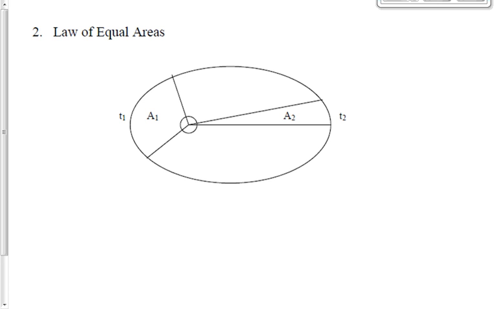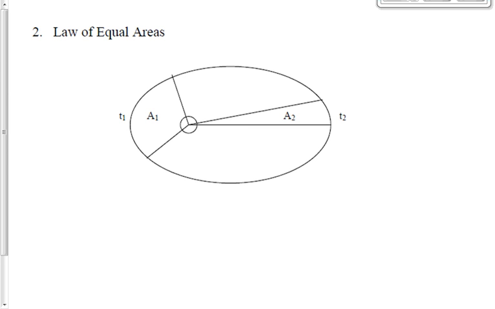The law of equal areas says this: a line joining a planet to the sun sweeps out equal areas in equal time intervals. A line joining a planet to the sun sweeps out equal areas in equal time intervals. Does that make sense to anybody? Probably not. It probably wouldn't make sense to me if I was in grade 11 and I heard those words for the first time. So let's take a look at the picture.